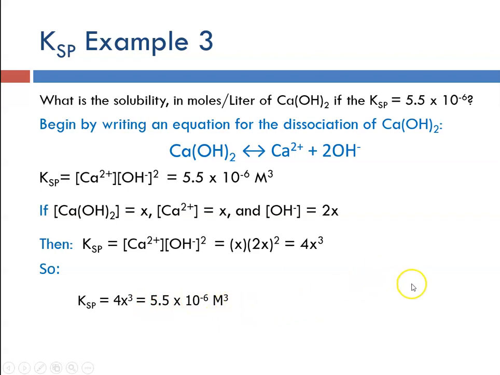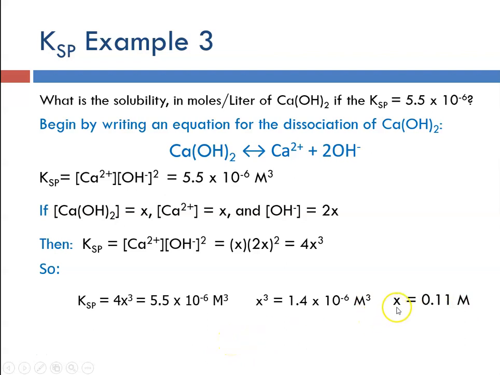Why am I doing all this? Well, we're trying to get to the solubility, so we have to figure out what the concentration of calcium hydroxide is in moles per liter. That's why we're plugging in these values. So now if we solve this, dividing both sides by 4, we have X cubed is now equal to 5.5 times 10 to the minus 6 molarity cubed divided by 4, which comes out to 1.4 times 10 to the minus 6. So now we have to take the cube root. So when we do that, X is equal to 0.11 molar, staying with 2 sig figs, thank you to my calculator, and molarity cubed cube root will just be molarity.